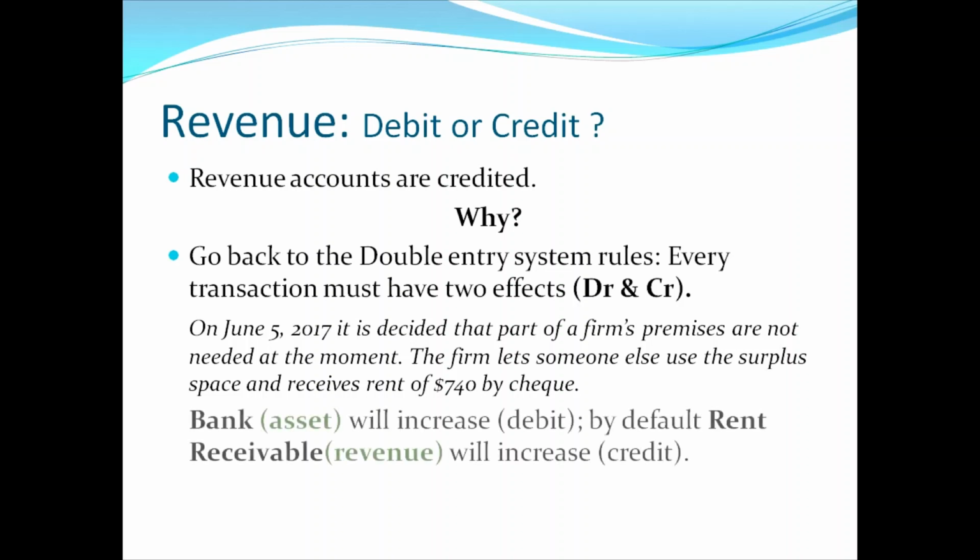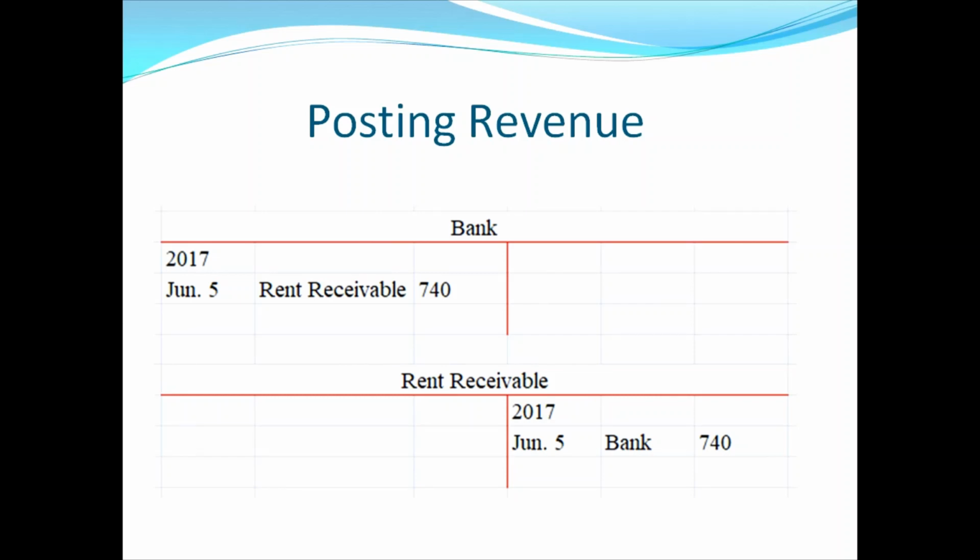So what is the effect of this particular transaction? If we are receiving a check, that means that our bank will increase. Keep in mind that bank is considered an asset account, and the only way that you can increase the bank is by doing a debit entry. So by default, the other account has to be a credit entry. In this case, it will be rent receivable, and that particular account is considered revenue and it is increasing. So we show that by doing a credit entry. This is how the entry would look like on your T account or ledger.